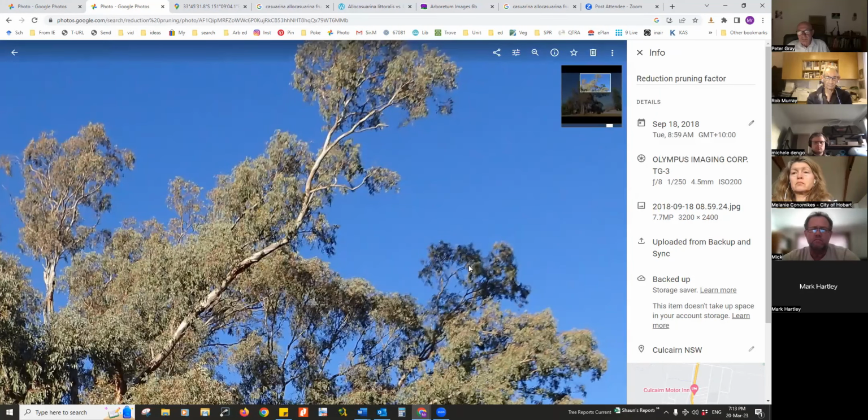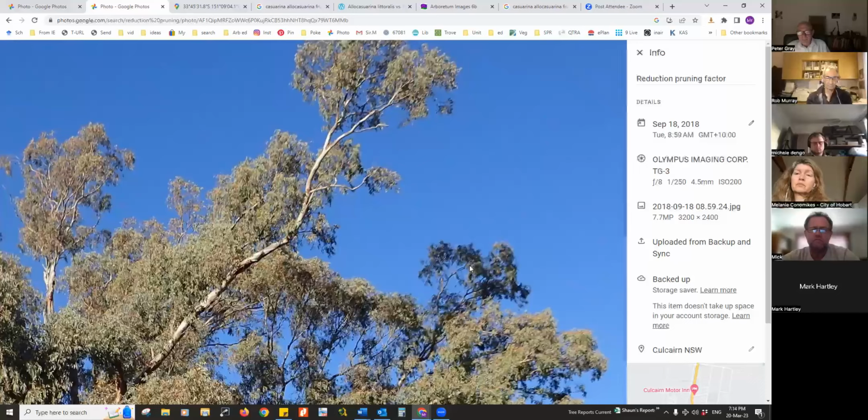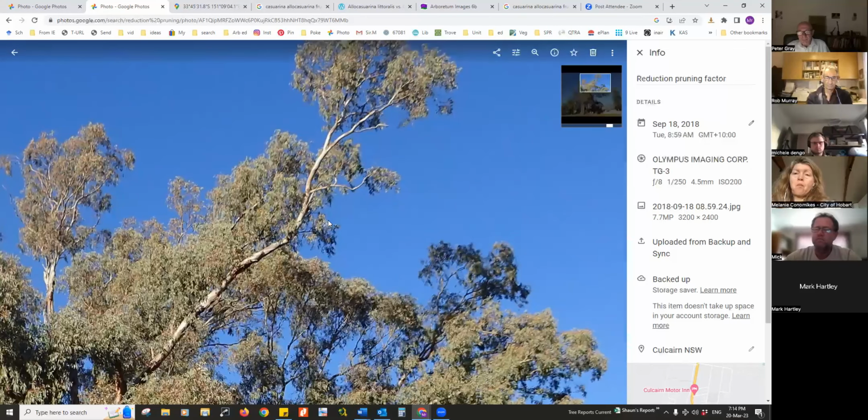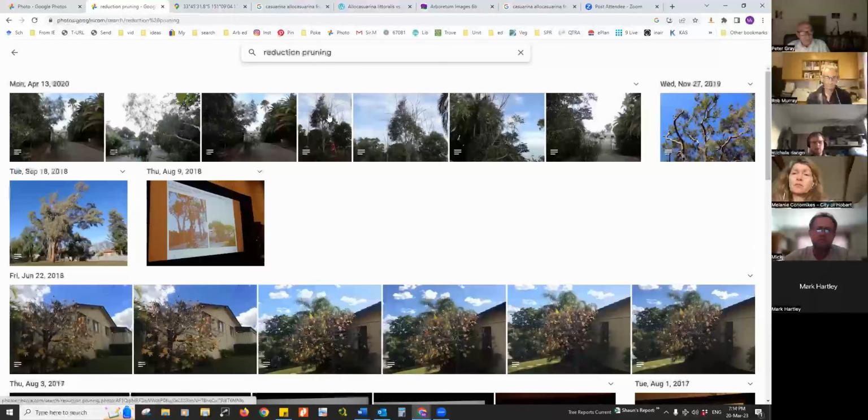There's a point to which, when we lion's tail, particularly from our thicker canopy trees, we don't get too many spots to go back to. What we should be doing is letting light in by doing heavier reduction pruning at the top, and then allowing that to come back in. Let me show you another reduction prune.